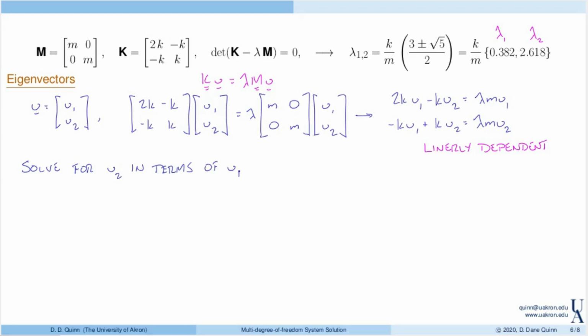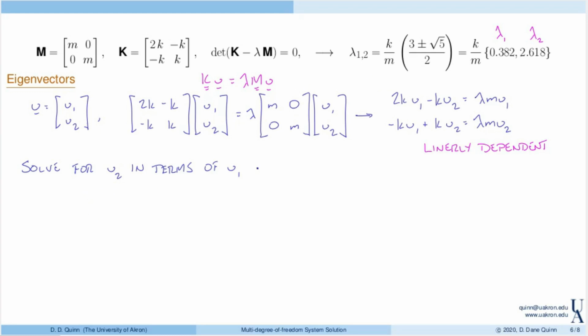Now, in general, with higher degree of freedom systems, we always have one linearly dependent equation in this eigenvalue problem, assuming that we have solved for lambda properly. So if I had a 5 degree of freedom system, I would actually just have 4 equations here. And again, I'd be able to solve for 4 of the unknowns in terms of one other one. So we always have one too many unknowns or one too few equations when I look at this eigenvector calculation.